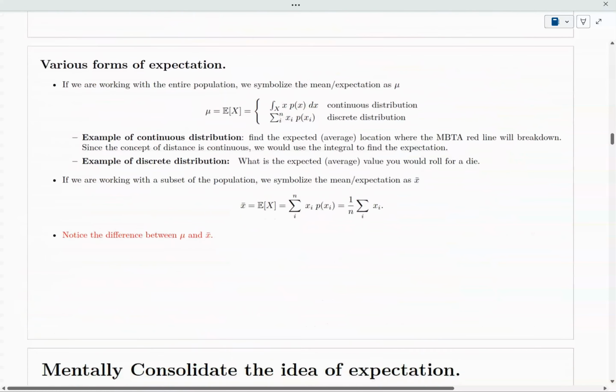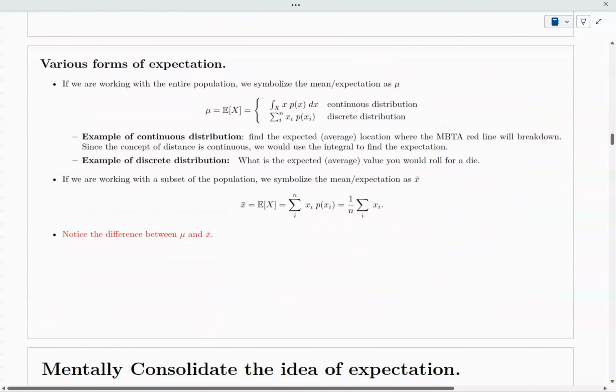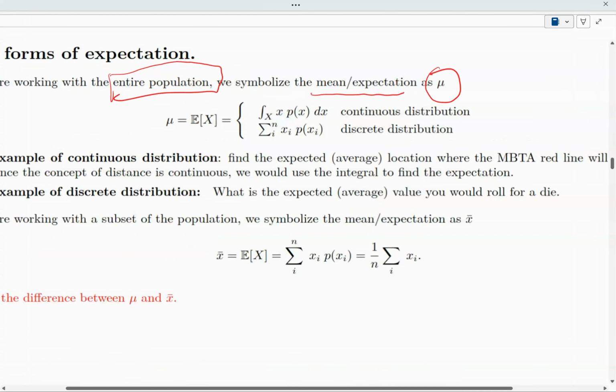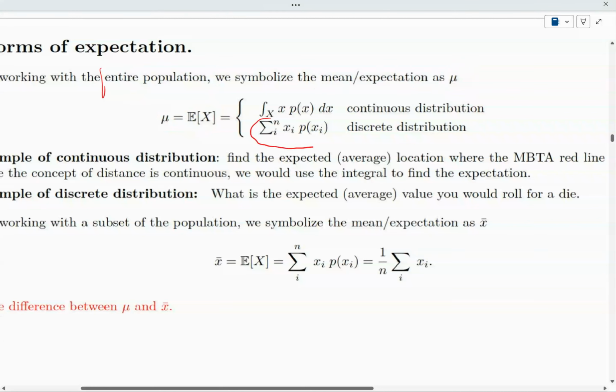The solution is here. All right, so like I said, there's different forms of writing expectation and mean. If we're working with the entire population, we call it mean. Also, we call it expectation. We symbolize it with the symbol mu. Okay, mu, or we write it this way. They're the same thing. And if it's a discrete amount of data, then you would do it this way. This is the equation. However, if it's continuous, instead of summation, you need to deal with an integration.